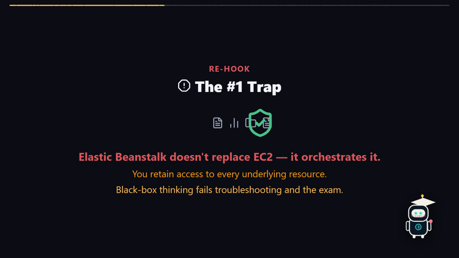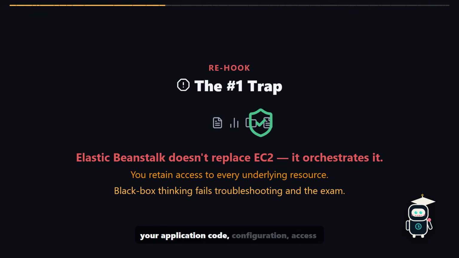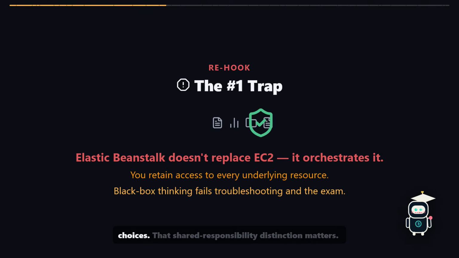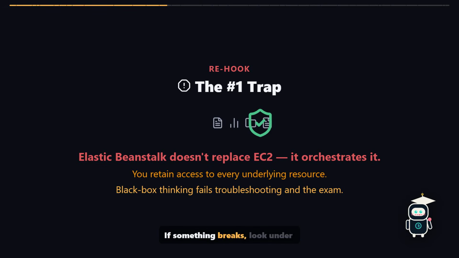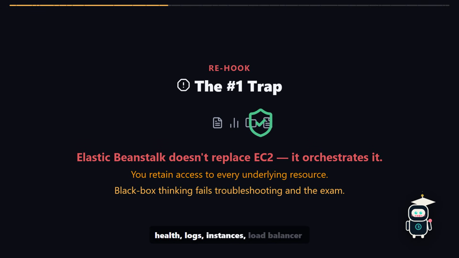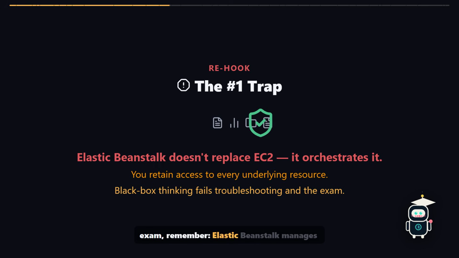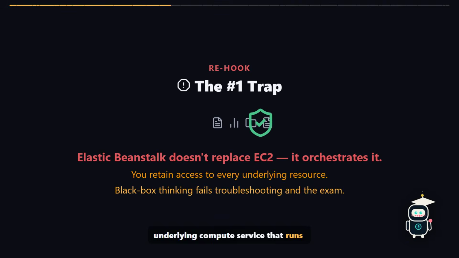Elastic Beanstalk manages much of the environment lifecycle, while you remain responsible for your application code, configuration, access controls, data handling, and architecture choices. That shared responsibility distinction matters. If something breaks, look under the hood. Check environment events, health, logs, instances, load balancer, health checks, security groups, and the application itself. For the exam, remember, Elastic Beanstalk manages an environment built from AWS resources. It is not the underlying compute service that runs your code.